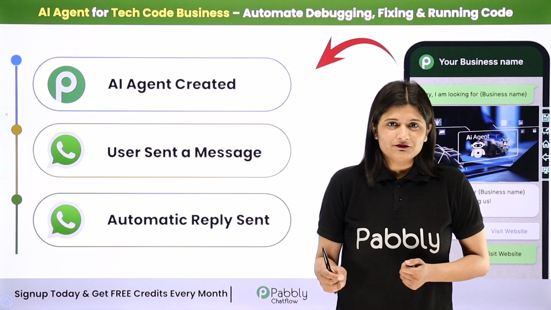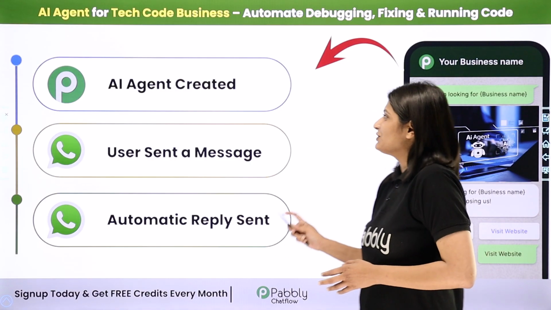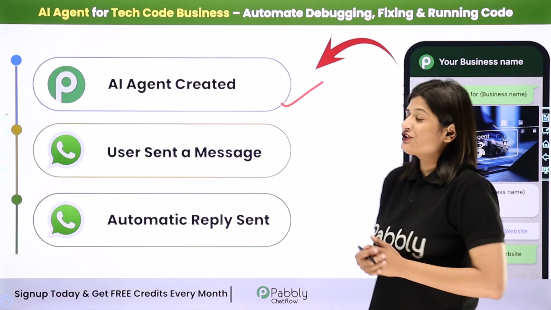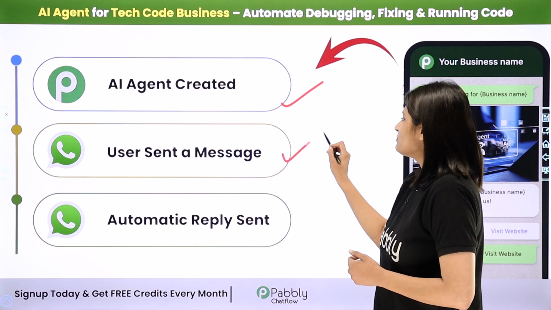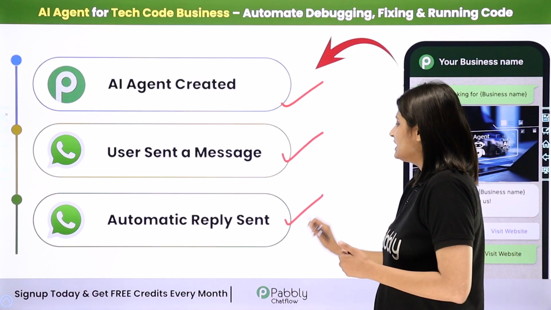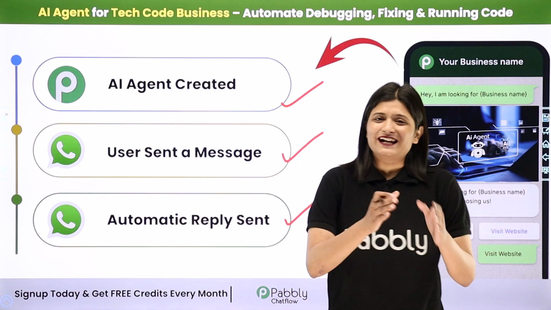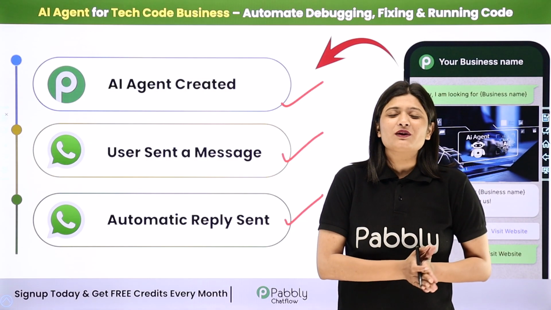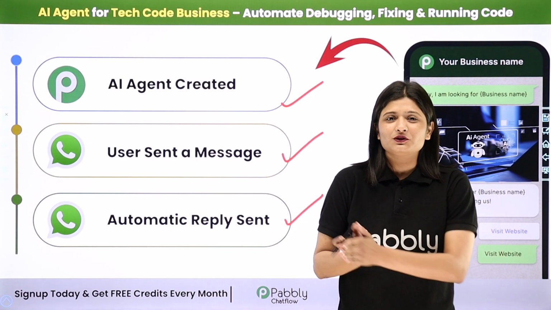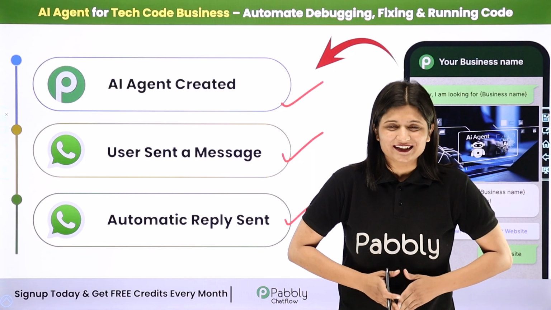using Pabbly Chatflow. Now with the help of this Pabbly Chatflow, I have created an AI agent or a WhatsApp chatbot, and whenever a user sends me any message, based on the query which they have sent to me, a reply is automatically sent to them. Now, if you want to learn the step-by-step process of how you can create this WhatsApp chatbot using Pabbly Chatflow, let me take you all to my screen.